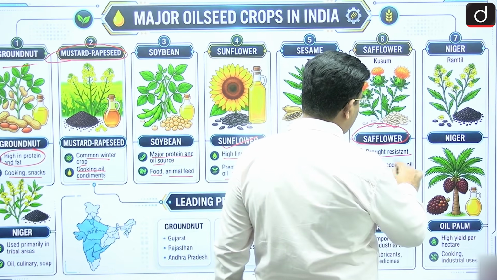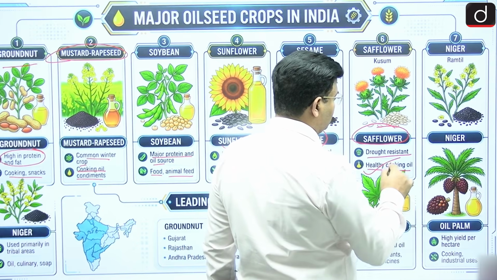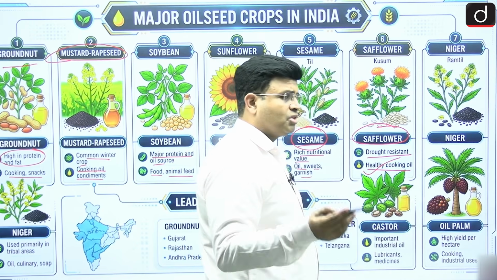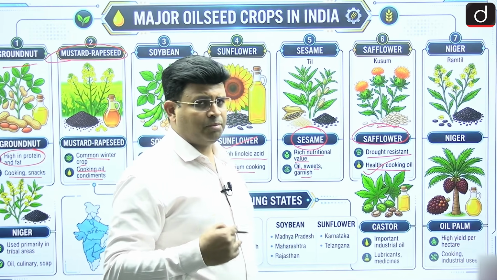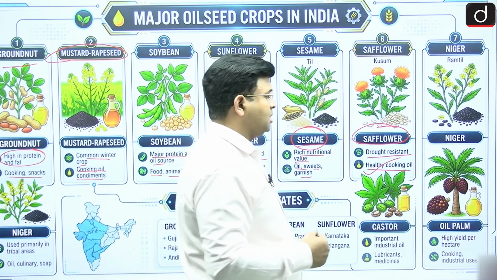This is a relatively healthy one, safflower, and it grows with very less rainfall. If something is growing in very less rainfall, the protein and vitamin contents started increasing.